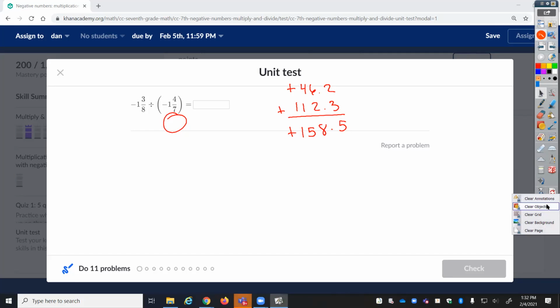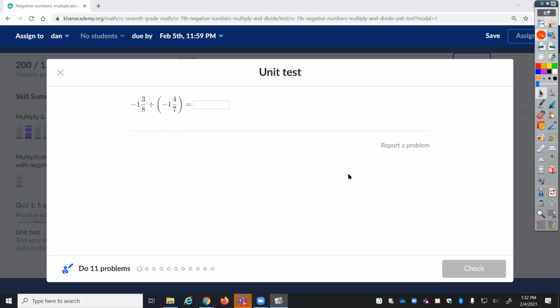Clear that off. All right, we have a mixed number divided by a mixed number here. We're gonna take the first part of the mixed number, negative 1 3/8, divided by negative 1 and 4/7. Well, we have a negative number divided by a negative number. We will go ahead and change this mixed number into an improper fraction by doing what?